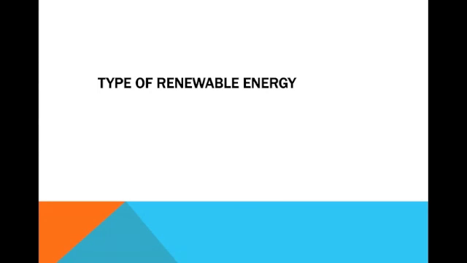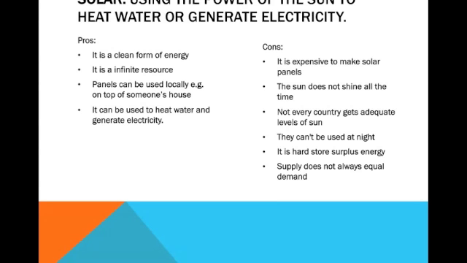Now we just spoke about non-renewable types of energy. Now we're going to talk about types of renewable energy. So, solar energy. This is when we use the power of the sun to heat water or to generate electricity. What are some advantages of this? Well, it is a clean form of energy. It is an infinite resource. It will never run out.